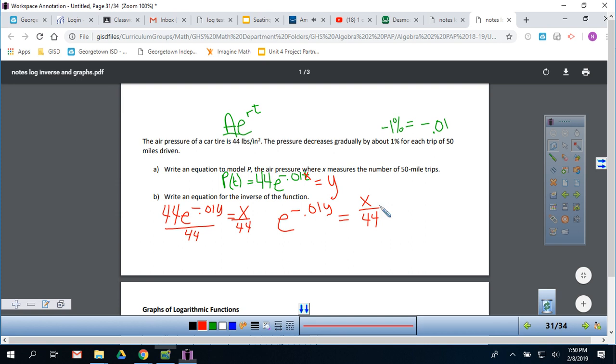Right now, how do I switch? Right now in an exponential form, what's the inverse of exponent? Log. So I need to switch to log form. So what's the base of my log going to be? Natural log. So we're going to have natural log. And what's going to go inside my natural log? The other side. Right, this part, so x over 44. And what does it equal?